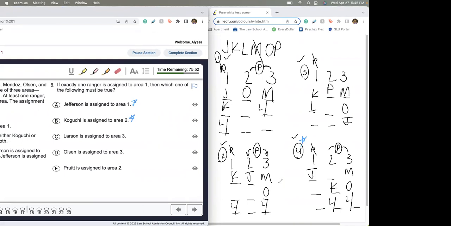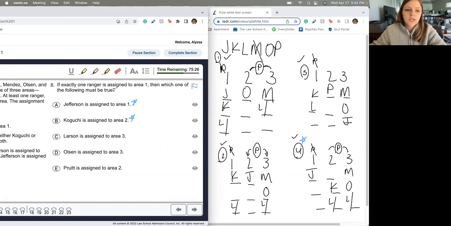But that L gets me every time, because if I go with J, but I'm thinking about, okay, if I go with K in area 2, is L supposed to be there, or is L going to be on 3? It gets me every time with that one that can go into different spots.